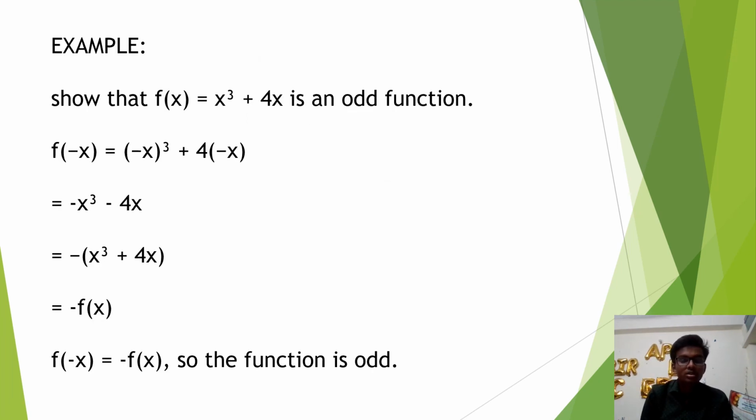Example: show that f(x) = x cube plus 4x is an odd function. f(-x) = (-x) whole cube plus 4(-x). So f(-x) equals minus f(x). So the function is odd.